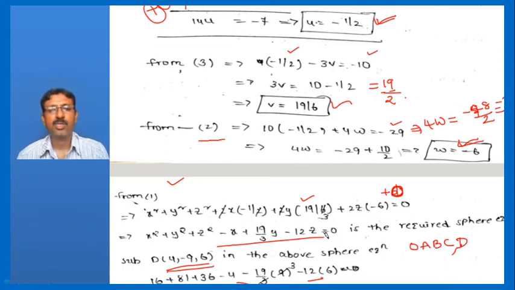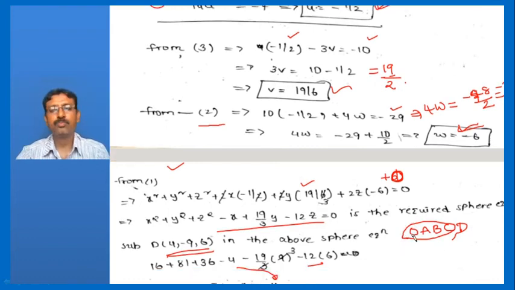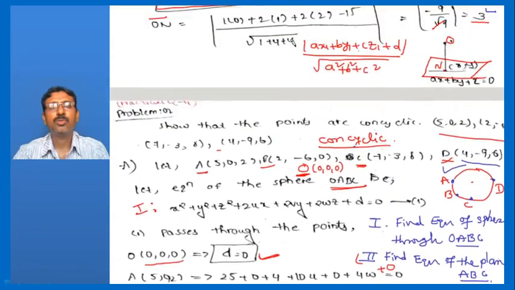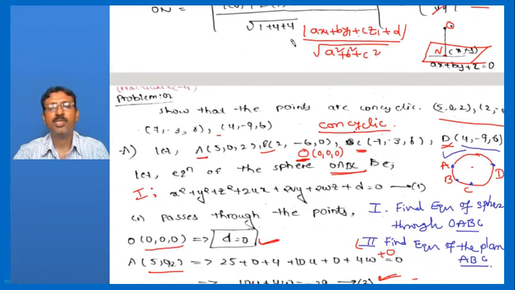This is the equation of the sphere passing through O, A, B, C. So now we substitute the coordinates of D. What are the coordinates? Coming to the starting point, what is D? Here it is the D.